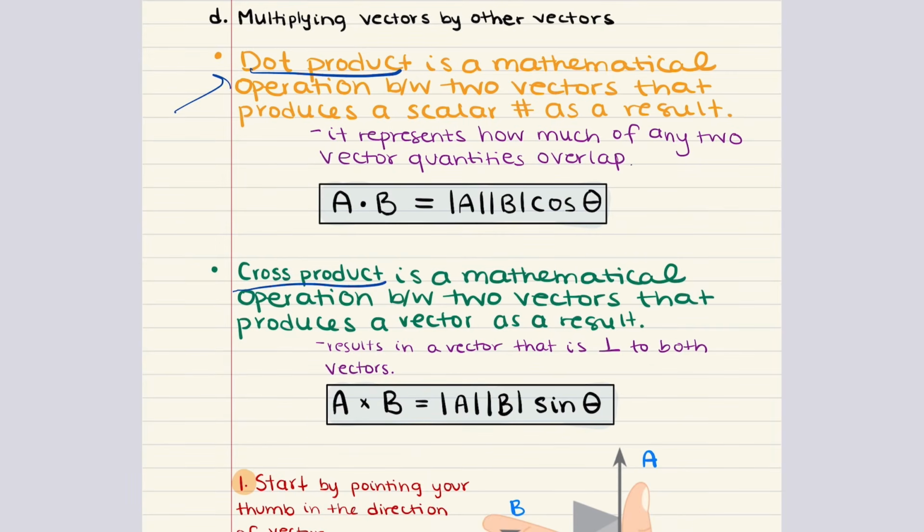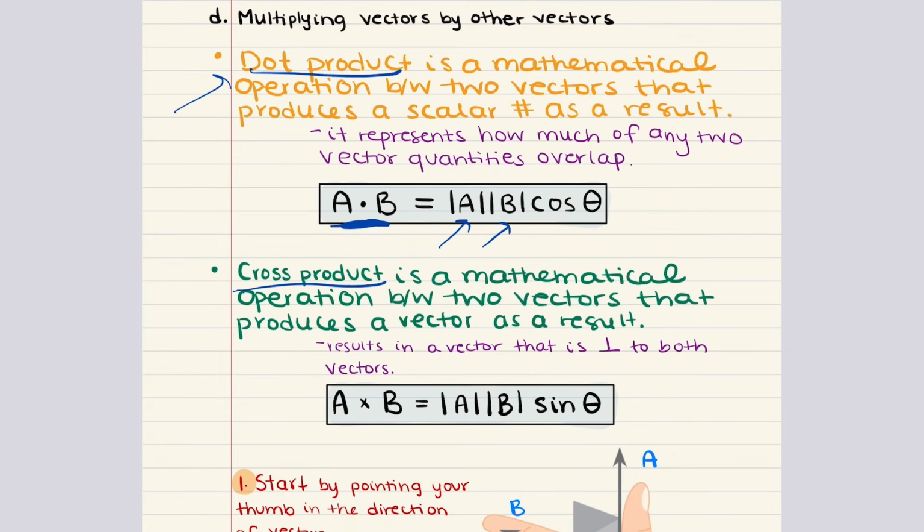The dot product is a mathematical operation between two vectors that produces a scalar as the result. It produces a single number as the result. This operation essentially measures how much two vectors overlap in the same direction. And the formula for the dot product of two vectors is equal to the magnitude, the absolute value of vector A, multiplied by the absolute value of vector B, multiplied by cosine theta, where theta is the angle between the two vectors.